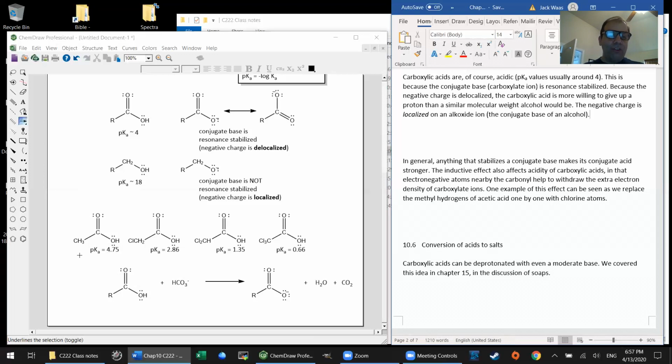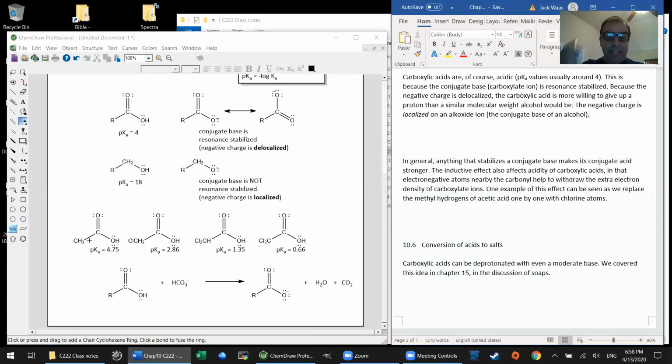And what we're going to do is replace each of the three hydrogens on the methyl group in turn with chlorines. First one, then two, then three. So we're comparing acetic acid to chloroacetic acid, dichloroacetic acid, and trichloroacetic acid. And it's otherwise a very fair comparison. We're very much comparing apples to apples and really isolating the effect of adding additional electronegative chlorine atoms.